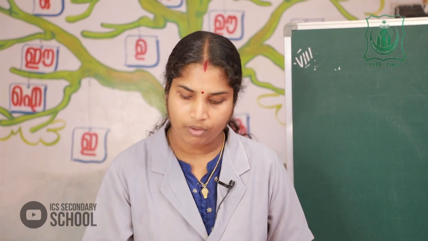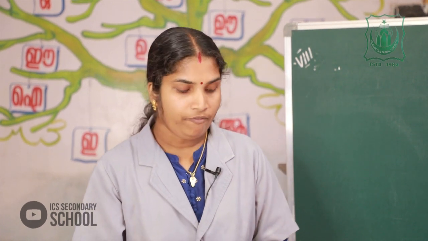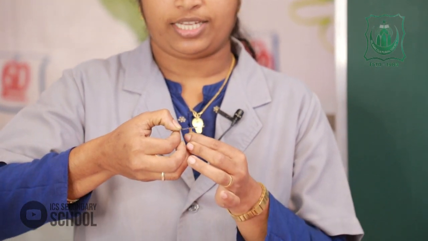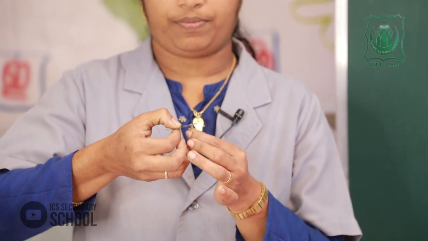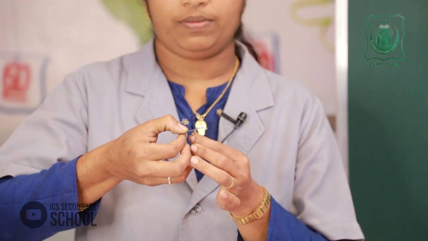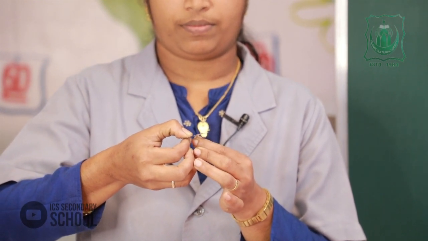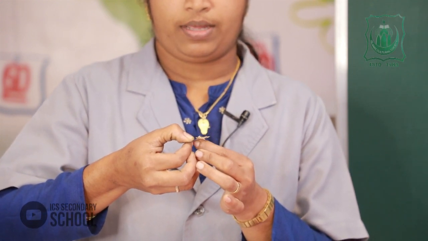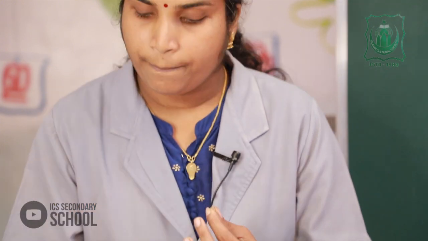Next step, we take a thin section of the material with the cutting instrument. Here we use the blade. Take the thin section of the material. Can you see? Okay, and transfer it to the petri dish containing water.